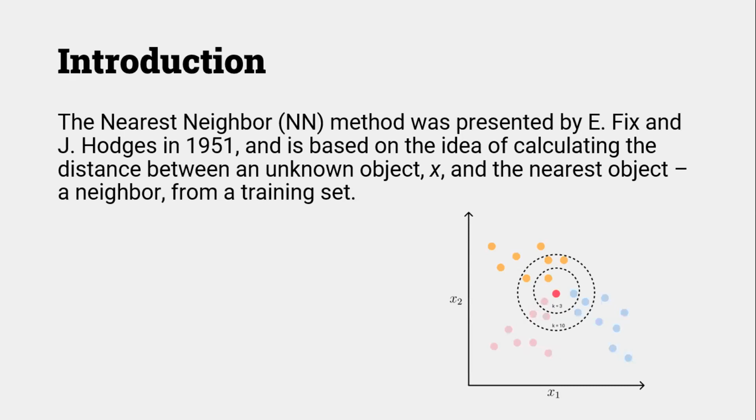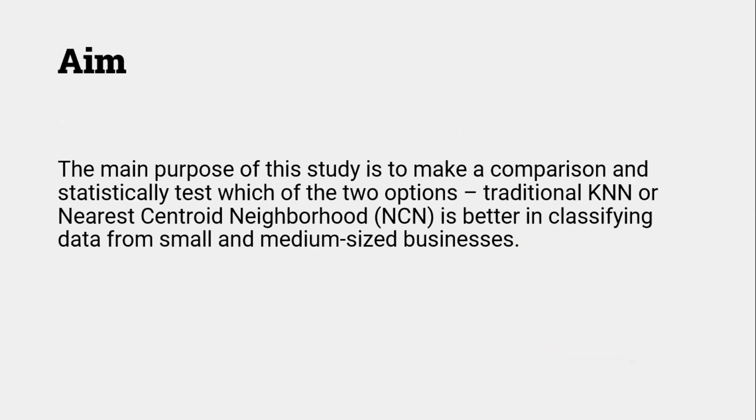This method was further developed into K nearest neighbor, meaning that not only one neighbor is taken into consideration, but a number of neighbors. Due to its simplicity and easy implementation, the method of nearest neighbors, as well as some of its modifications, in particular the nearest centroid neighborhood, is subject to many different studies.